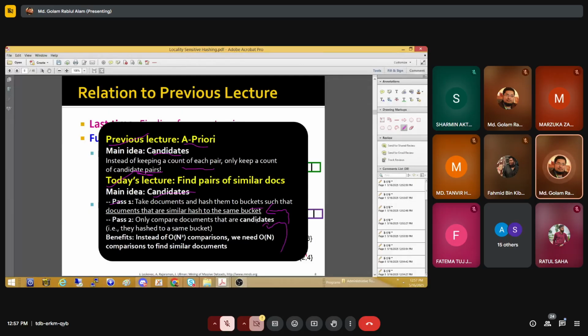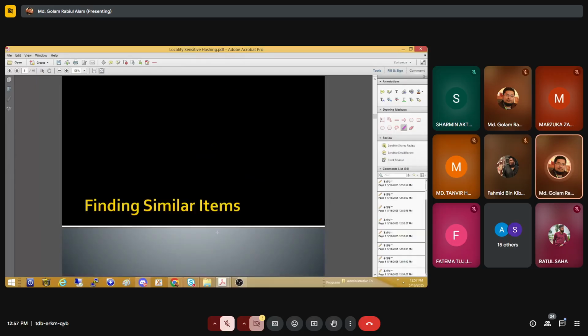So we will try to find the hash, and then the same documents may get to the same bucket, and we will only determine the similarity on the bucketed elements, that means the elements in that bucket. So that will provide us the benefit.